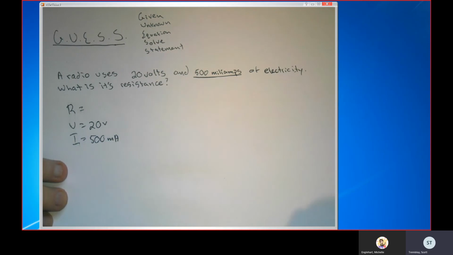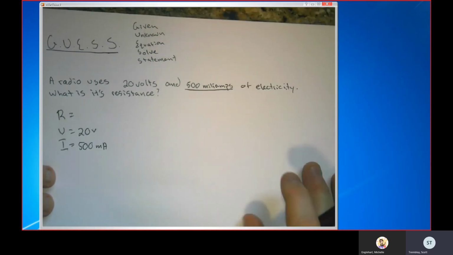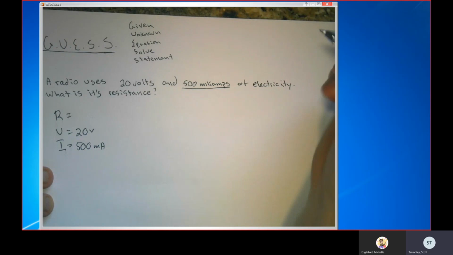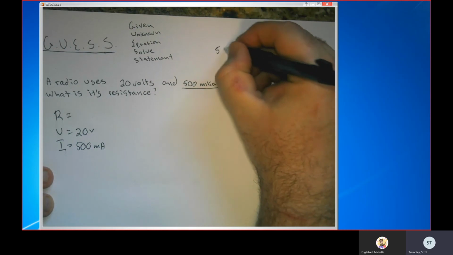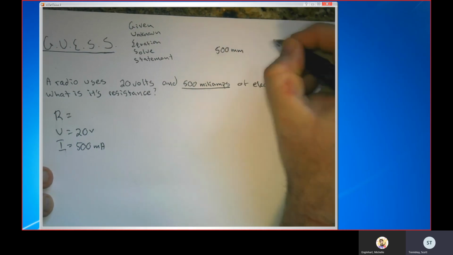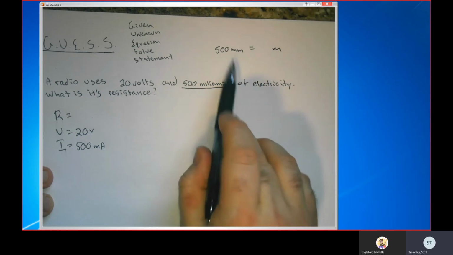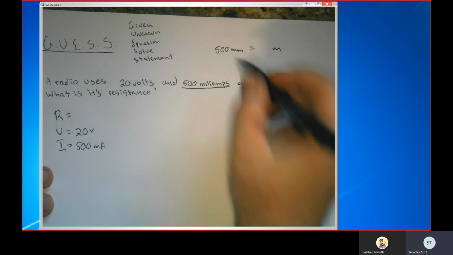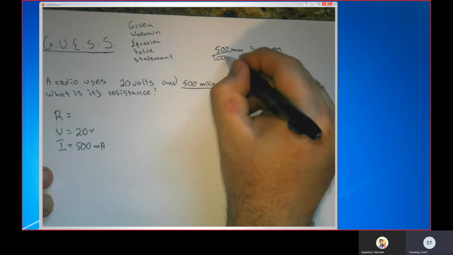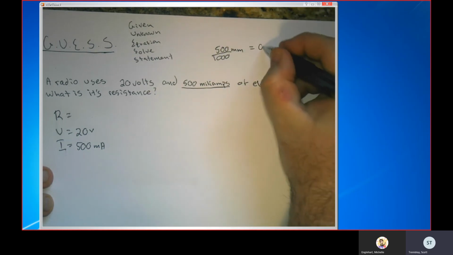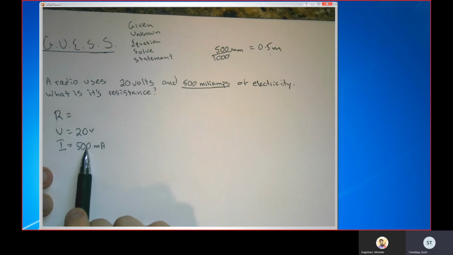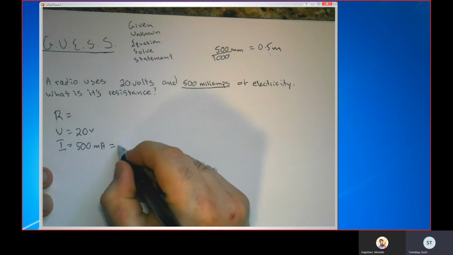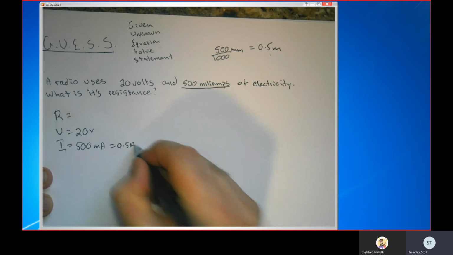Now, I can't just leave it like that. If you remember back to conversion of units, let's say I had 500 millimeters and I wanted it in meters. Well, how many millimeters in a meter? Well, it's 1,000, right? So I would just divide that by 1,000. And I ended up with 0.5 meters. Well, it'd be the same thing here, right? If I had 500 milliamps, 500 is half of 1,000. I end up with 0.5 amps.